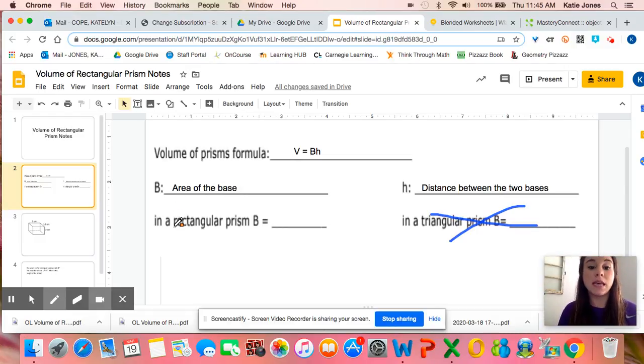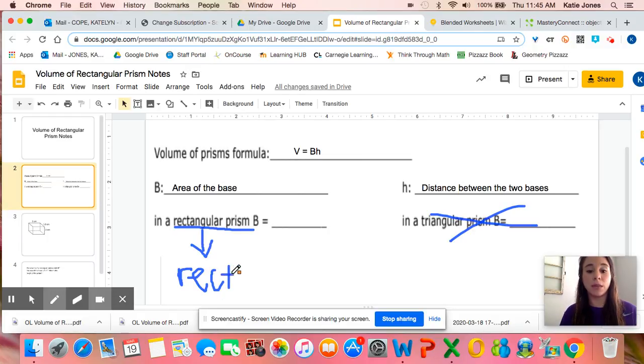So since this is a rectangular prism, we talked about how you can identify what shape the base is based on the first name. So since this is a rectangular prism, the base is a rectangle. So the area formula for a rectangle is, this is what I'm talking about with the writing. All right, so we have our base is a rectangle.